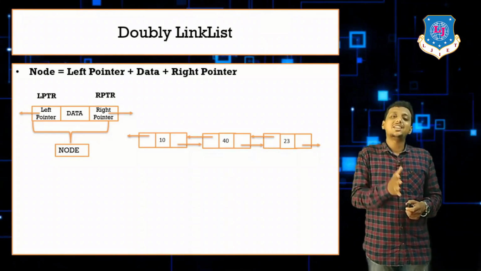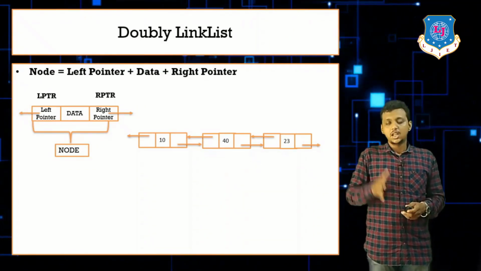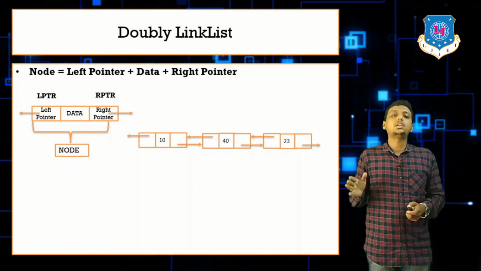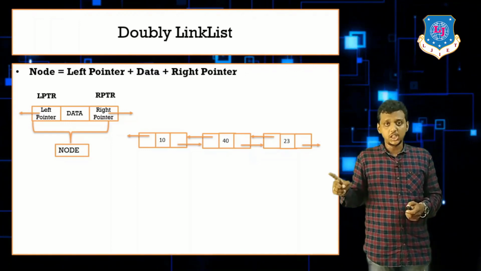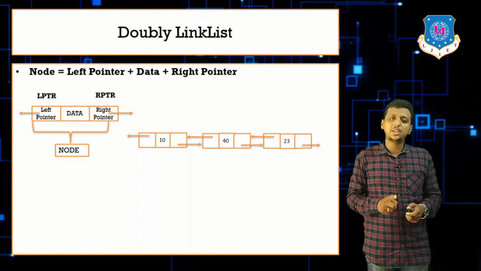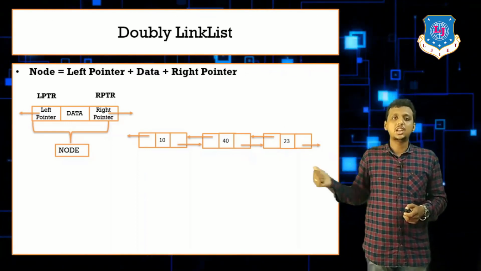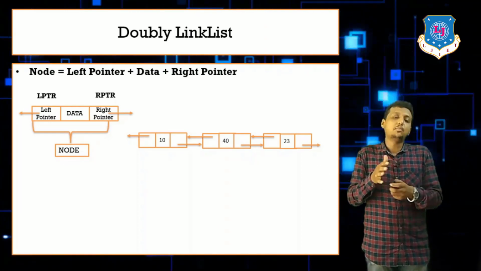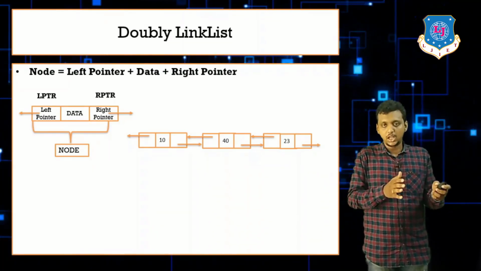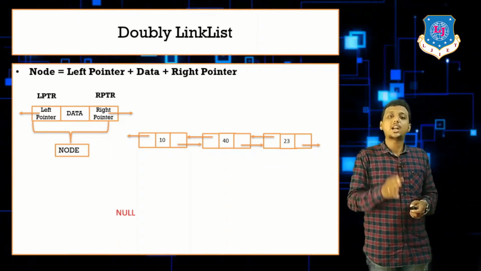Students, in single linked list or in circular linked list, as we know, first is a pointer which is pointing to the first node of the list. In the same way, here we have two different pointers. I'm not talking about the LPTR and RPTR, I'm talking about the left and the right pointer.